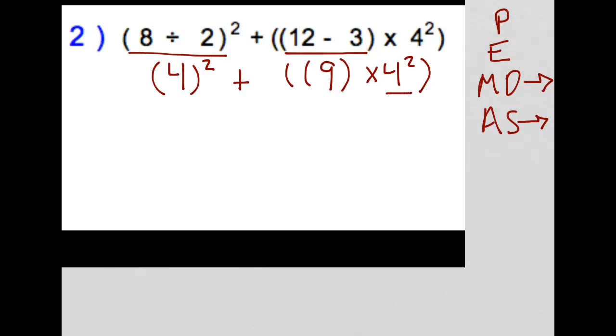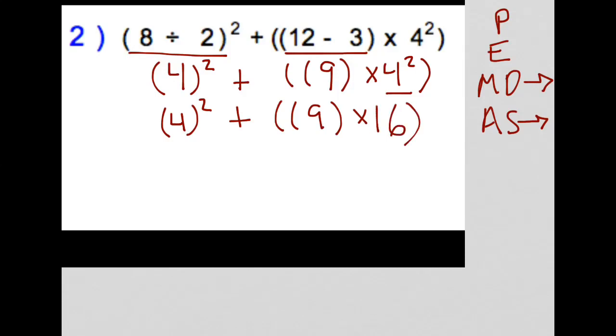Exponents comes before multiplication, so I'm going to leave 4 squared plus 9 times, and then I'm going to do 4 times 4, which is 16, and put parentheses on the outside. So now I have 4 squared plus 9 times 16 in parentheses.